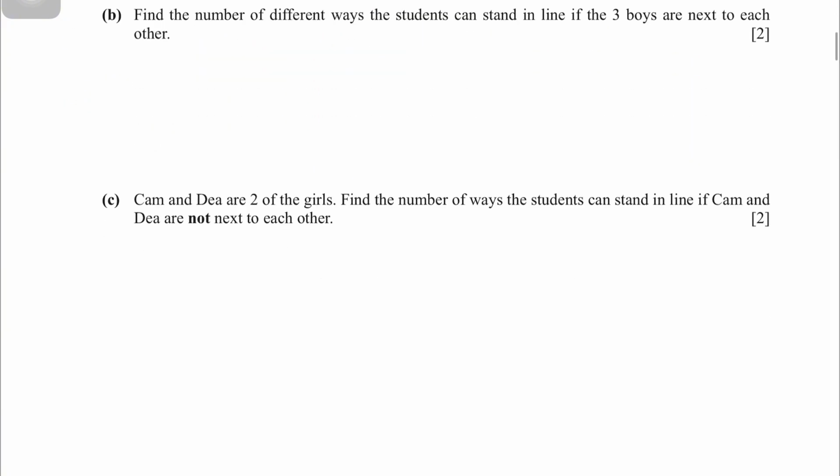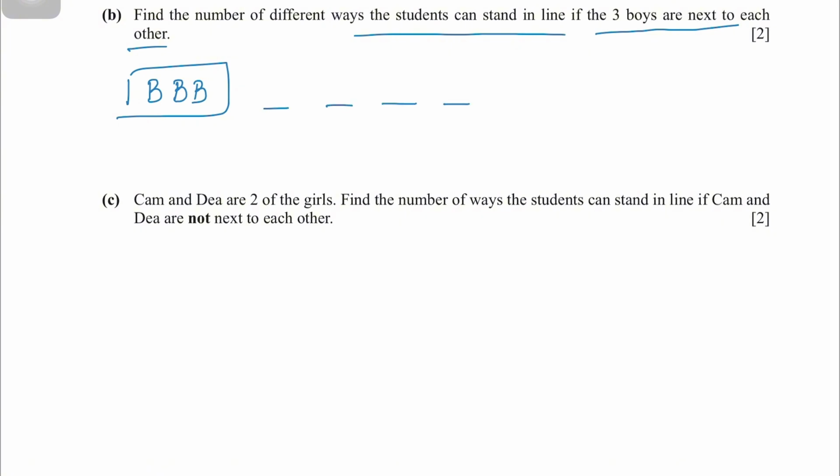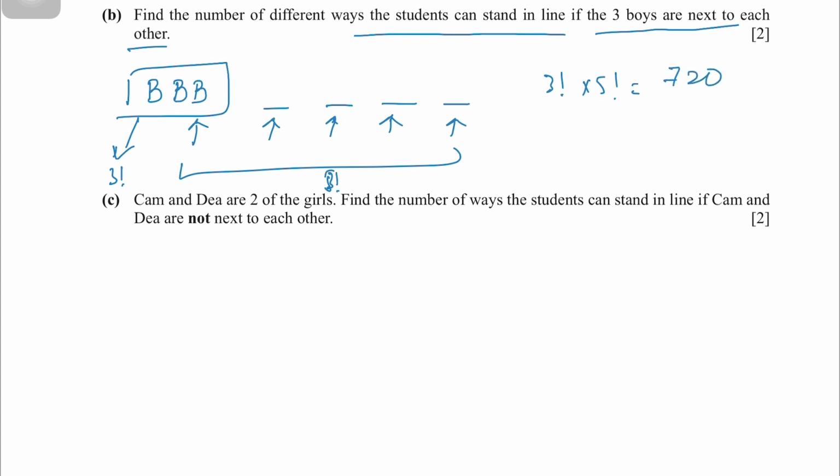Find the number of different ways the students can stand in the line if the 3 boys are next to each other. If the 3 boys are next to each other, which means these boys are next to each other, the other 4 places are left. One can be here, one can be here, one can be here. All the 3 boys can be here and all the 3 boys can be here. And these 3 boys can be arranged as well. So this will be 3 factorial multiplied by 5 factorial. So we get our answer as 720 basically.